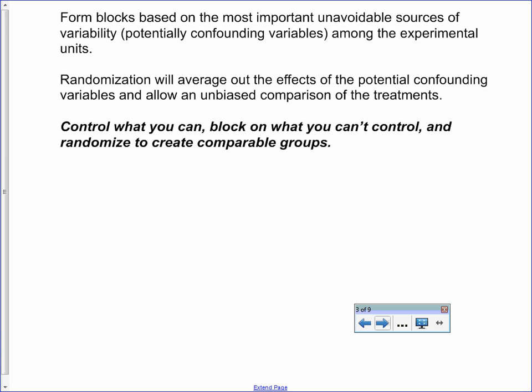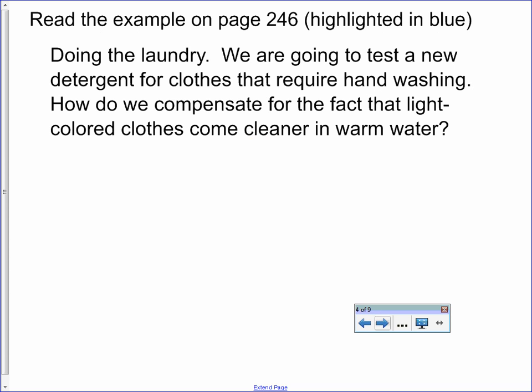We basically form blocks based on the most important unavoidable source of variability, a potentially confounding variable among the experimental units. Basically what we want to do is control what we can, block what we can't control, and hopefully randomization will take care of the rest. So read the example on page 246 of your textbook.